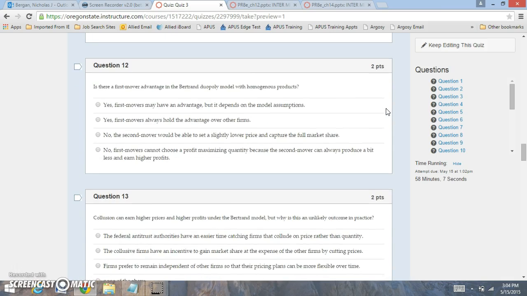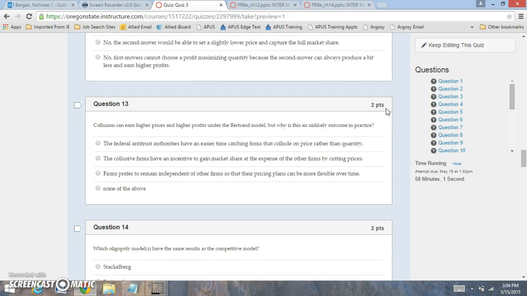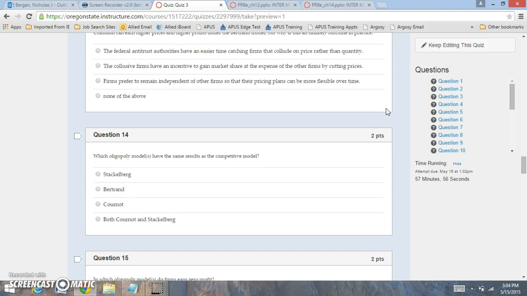A duopoly is where there's two firms in a market. Collusion is going to result in these types of markets when firms work together to decide on the best prices to be charged.